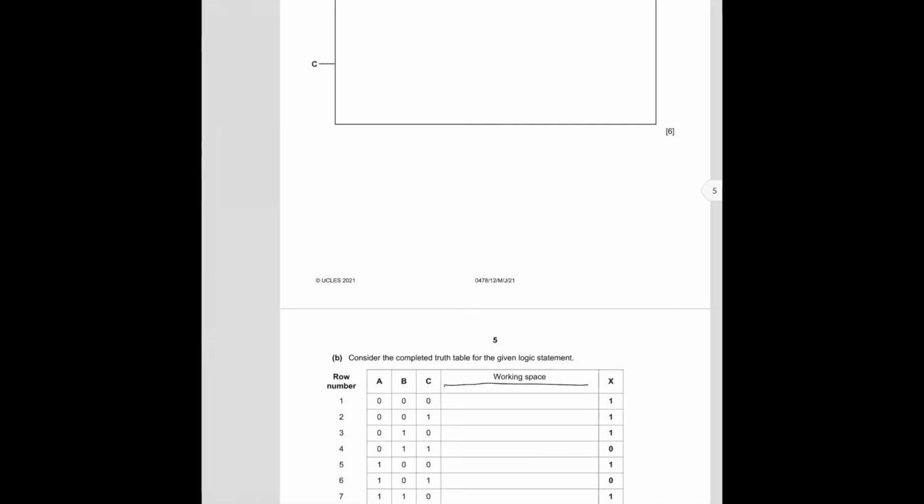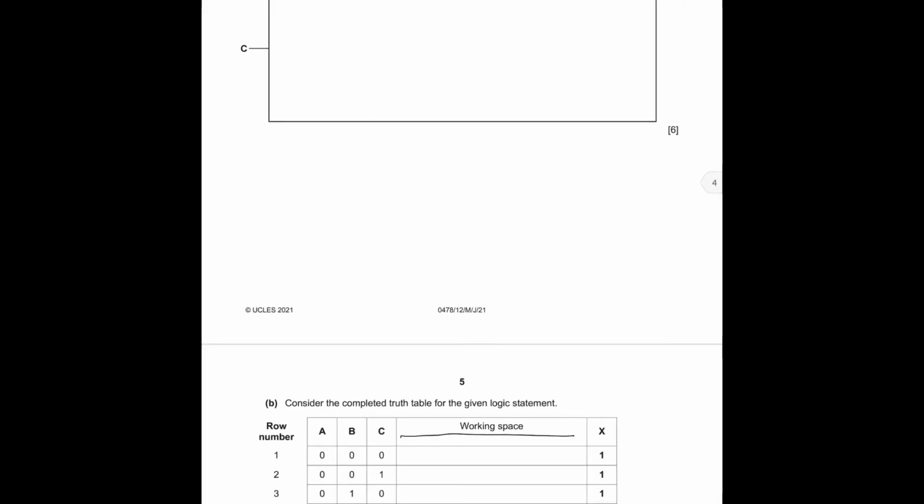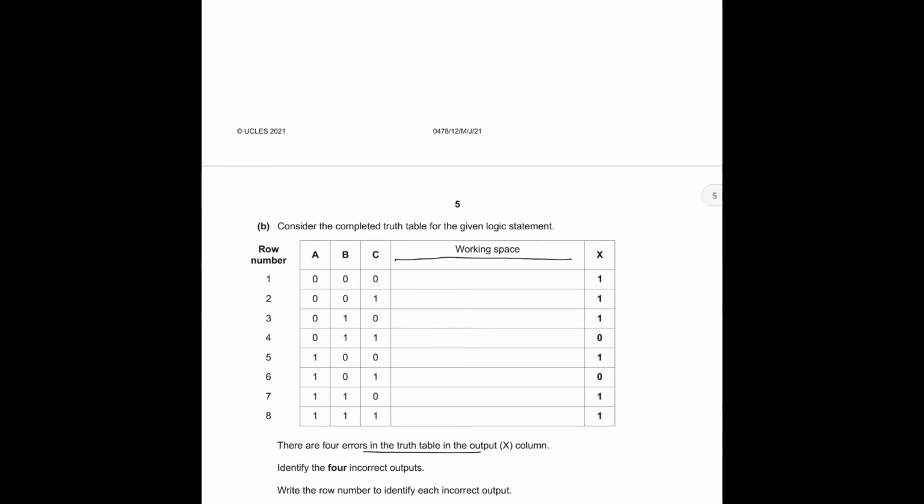So we are given a truth table as well to work with. That's great, we can work with that. Now we need to understand something: there are 4 errors in the truth table in the output X column. So what we have to do is find out the correct values.